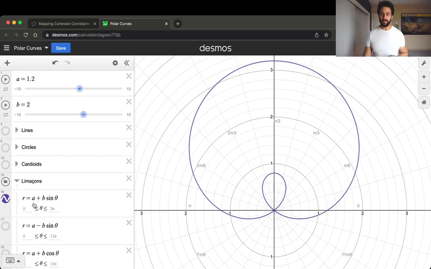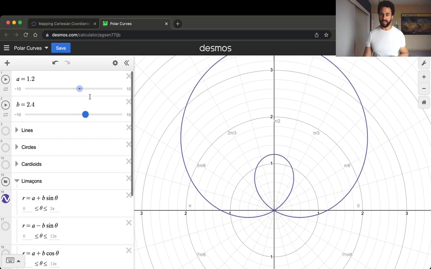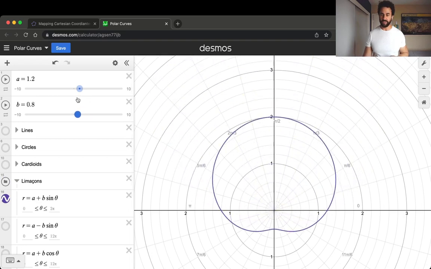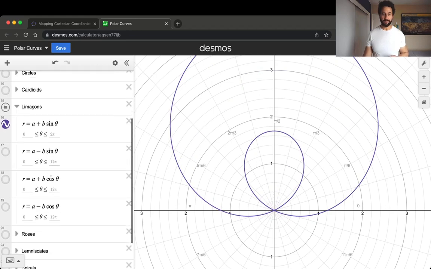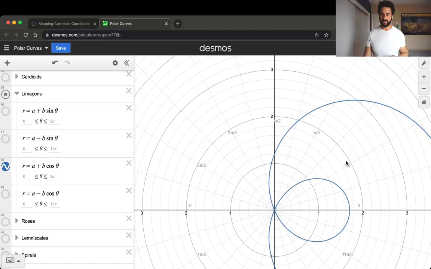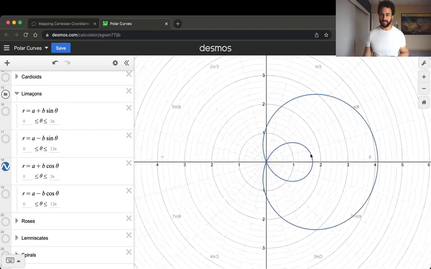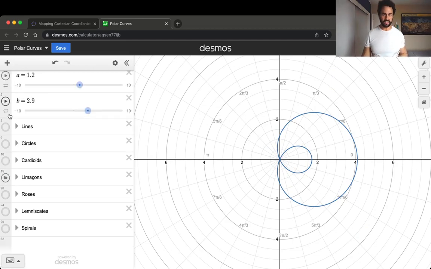So these have the form A plus or minus B sine theta. What happens if I change B? It changes the size of the loop. There you go. Or cosine. If you wanted to do the cosine examples instead, they're just on their side, which kind of makes sense. Generally speaking, that'll be the relationship. If it's sine, it's going to be above or below, and if it's cosine, it's going to be to the left or the right. All right, so those are limaçons.